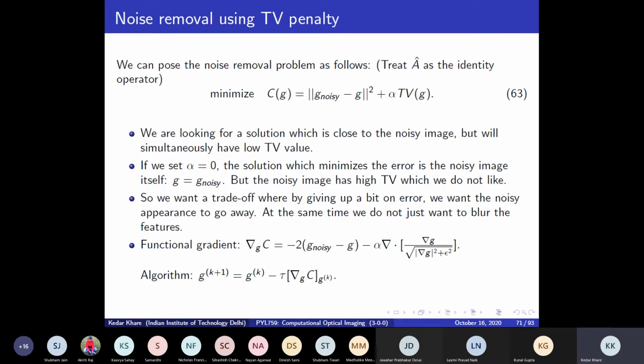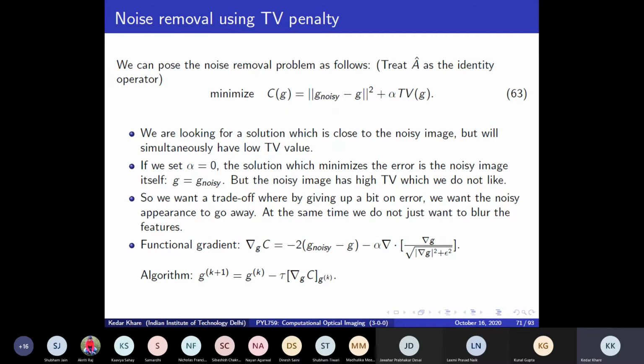We are going to say that I'm allowed to have some error, meaning I'm going to put a TV penalty on the result, and the cost of that is that I'm going to suffer a little bit in terms of error. And we will talk today about how much I can suffer in terms of error. But right now, just assume that I can suffer some error, but I'm going to gain by having minimal TV on the solution.